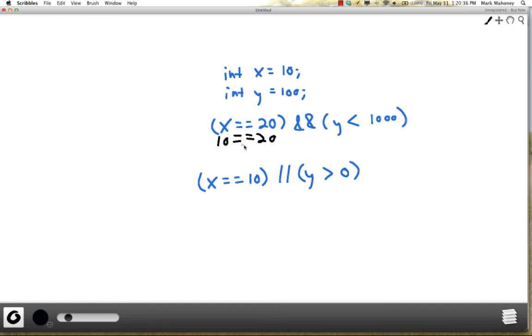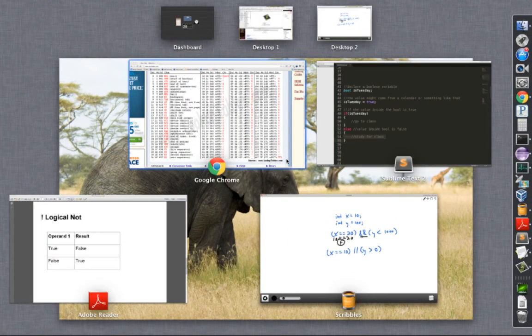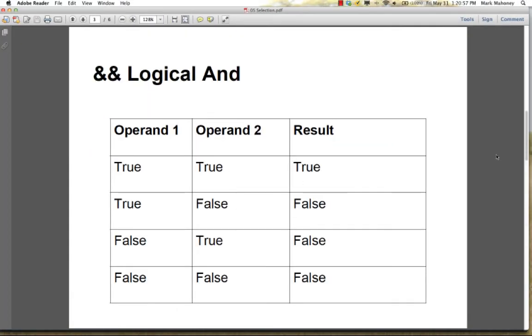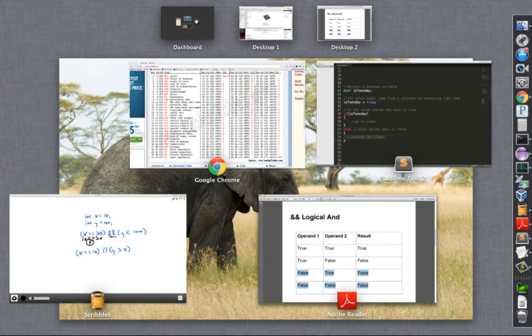Is 10 equal to 20? That's false. So what the computer would do at this point is it's already evaluated the left-hand operand, and it goes and looks and says this is an AND operation. And if you go back to your AND chart, you'll see that anytime the left operand was false, that would be the bottom two rows here, the result was always false.